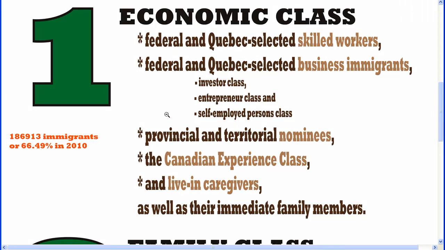So now take a look at these three major categories: economic class, family class, and refugees, and what they are comprised of. We can see that approximately 60 or 70% of all immigrants belong to the economic class. So it's safe to say that most of the immigrants that come to Canada are economic immigrants.